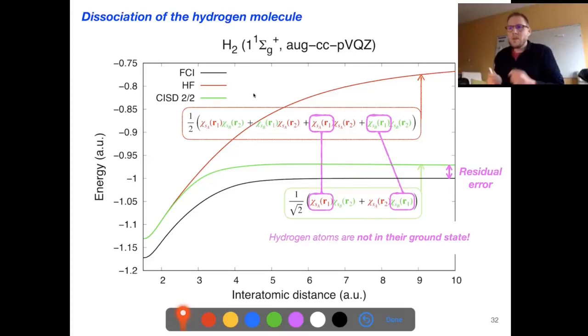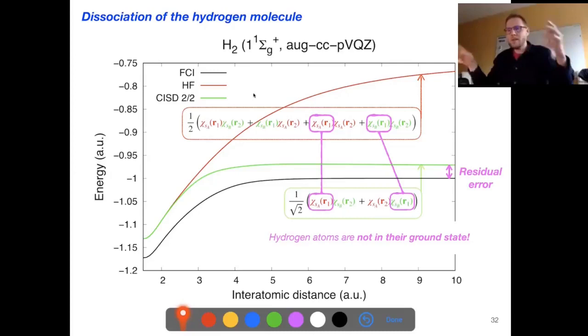It means that now you dissociate the molecule properly, but your electrons on each hydrogen atom are not in the ground state. There are some contributions coming from the excited 2s, 3s, and so on. And that's the reason why you have this residual error. So you did actually dissociate correctly. You have two neutral hydrogen atoms, but you don't get a ground state. Your hydrogen atoms are not in the ground state.